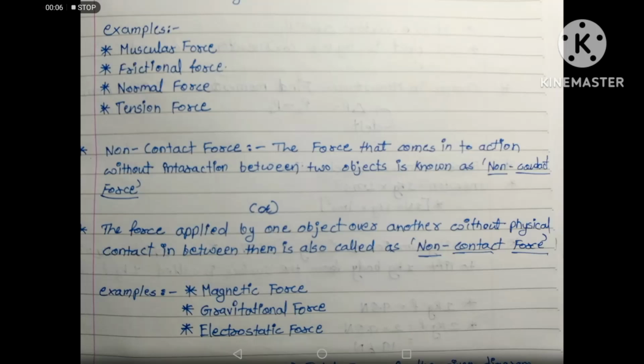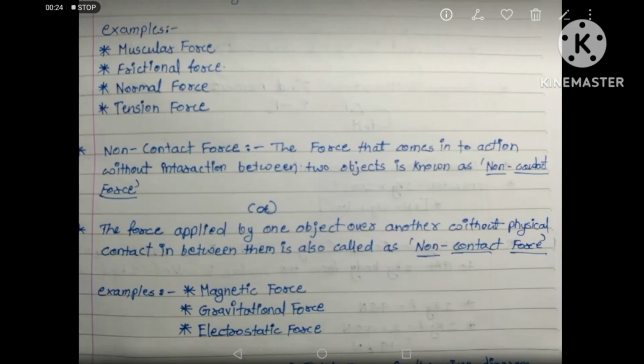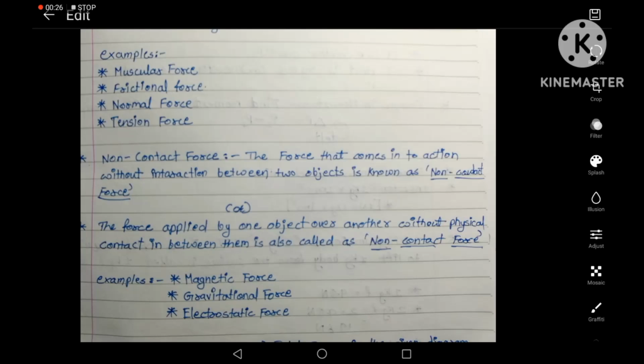In the previous lecture, we studied about contact force in the last topic, and because of some reason, I was not able to show you the examples of contact force. But now I will show you the examples of contact force. Here, the examples of contact force are given, so you can note down this thing.